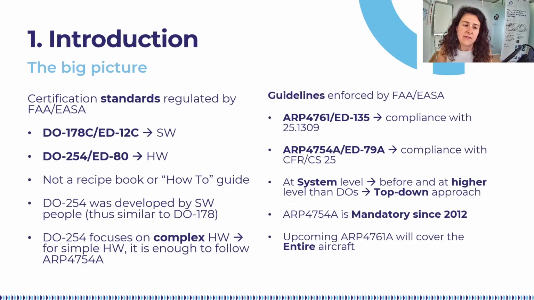We need to differentiate what is a standard and what is a guideline. The standards are the DOs, for software and hardware, and especially for complex hardware. And then the guidelines are the ARP4761 and ARP4754, the second one of which became mandatory in 2012. And we are waiting for, maybe in October, a new amendment of the ARP4761, so we will have the 4761A.